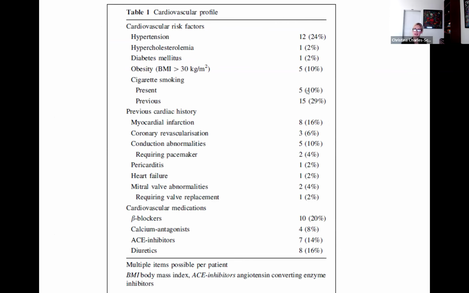So this is the cardiovascular profile of what they did, looking at hypertension, hypercholesterolemia, diabetes, cigarette smoking, et cetera, et cetera. And you can see there is cardiac history here. We'll get to the conclusion of what the authors concluded from this, but 16% of the patients, it's a small number, 51, had a previous myocardial infarction, right? 16%, okay? So it's not insignificant. There is some history here.